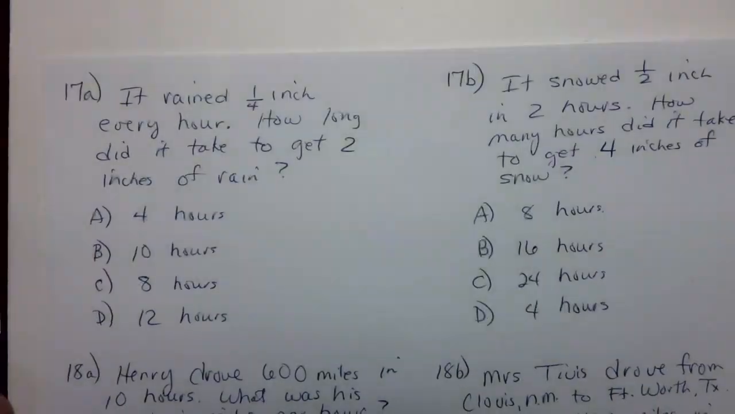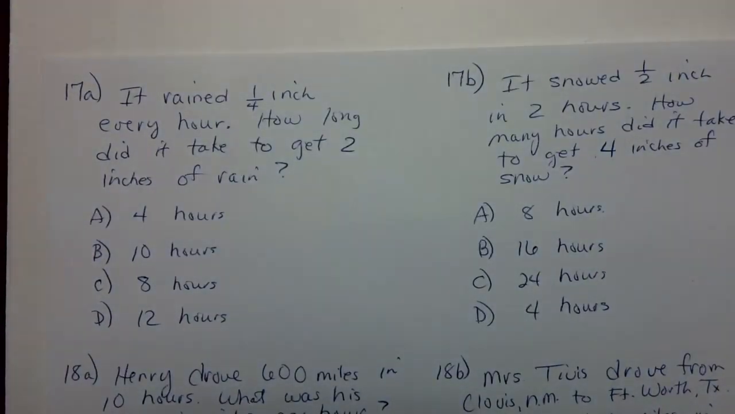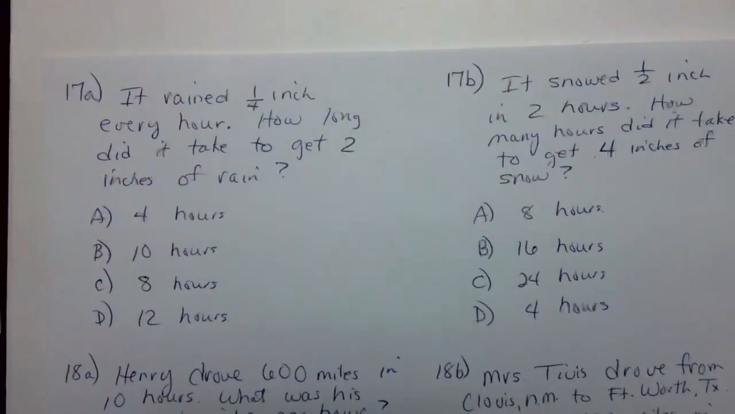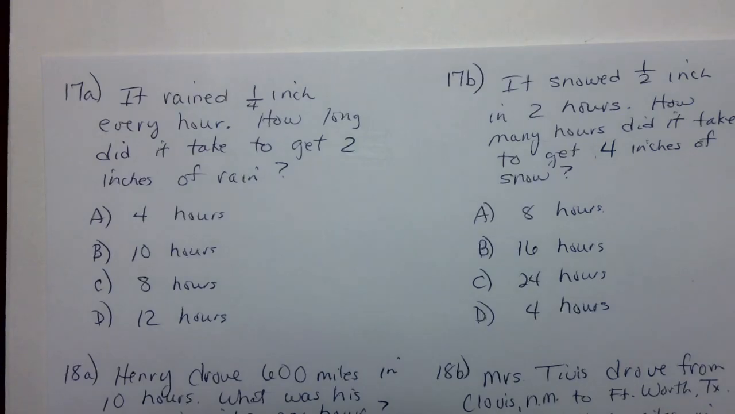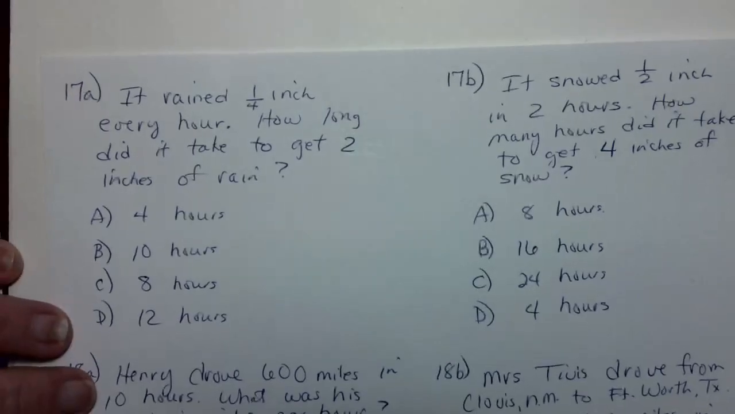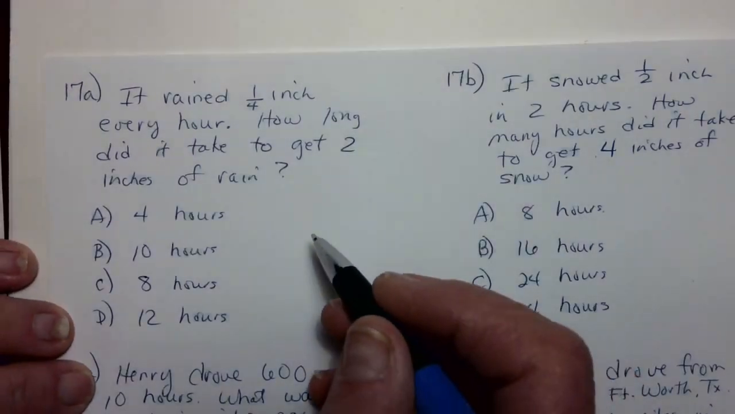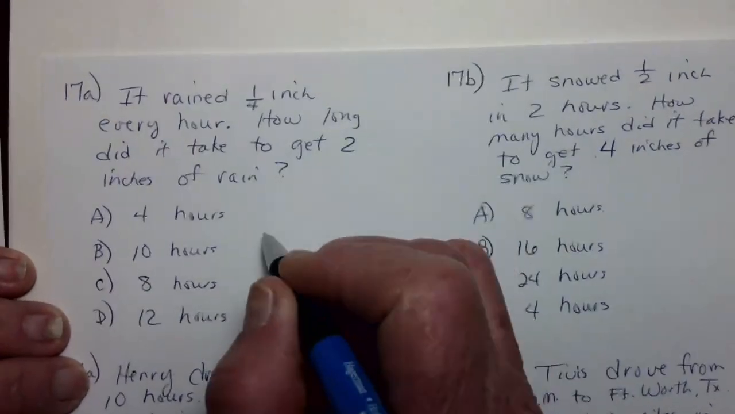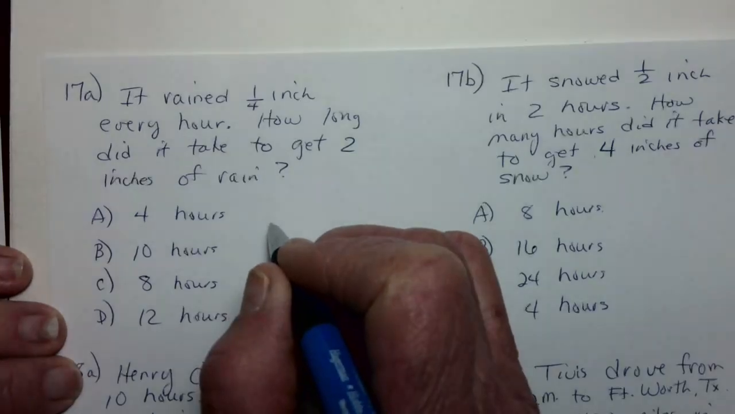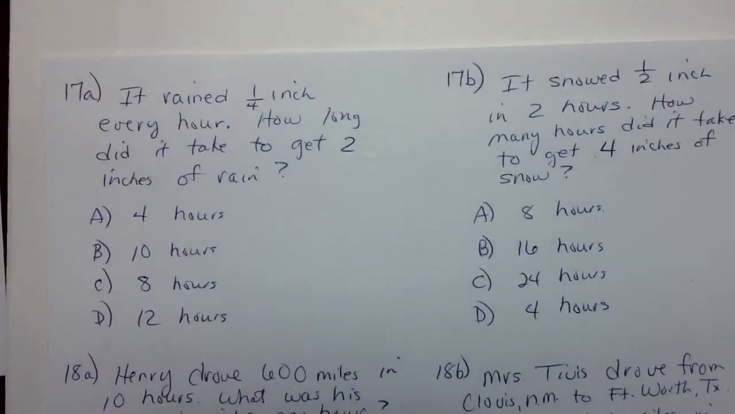All right, put that away, come back to that later, and think about it again. Number 17. It rained 1/4 of an inch every hour. How long did it take to get 2 inches of rain? 1/4 of an inch every hour. You could draw a table. Oh, let me think how I want to do that.